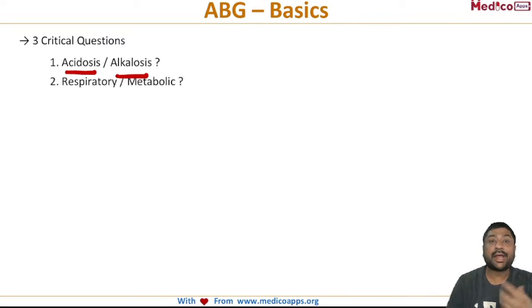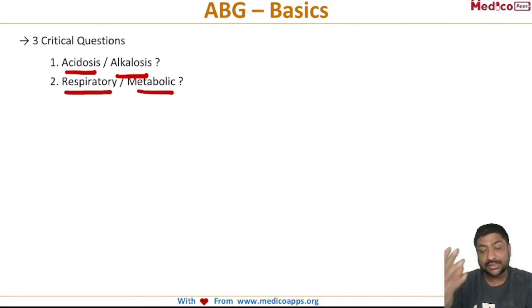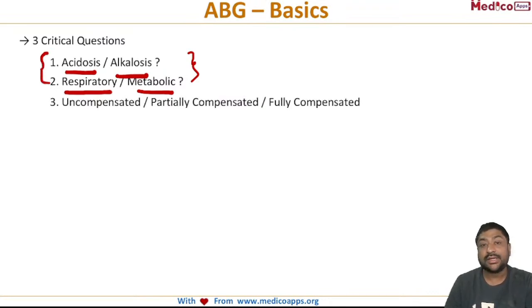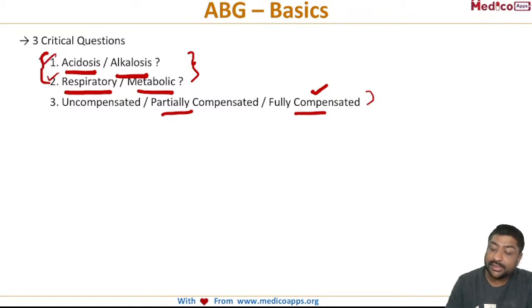So what is the primary pathology for the acidosis or alkalosis? The second basic question we need to solve for whenever we are looking at an ABG is what is the pathology behind it. Is it a respiratory pathology? Is it a metabolic pathology? This will tell you the diagnosis. And the third thing is, what do we do about it? Which means, is it an uncompensated, partially compensated, or fully compensated acidosis or alkalosis? Because based on that we will design whatever treatment we have to give.